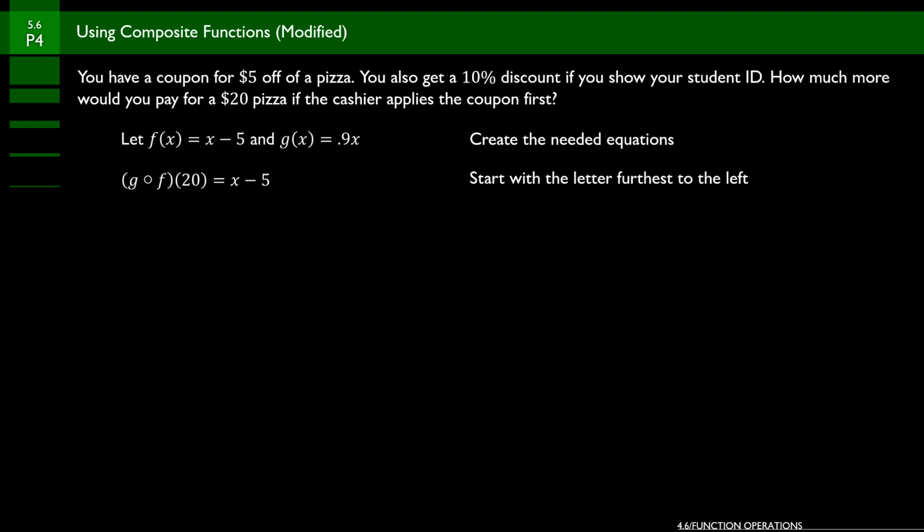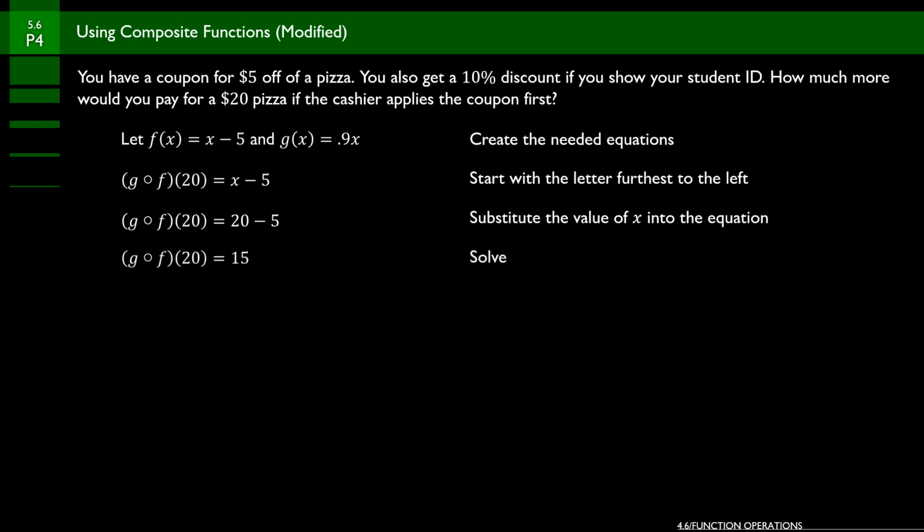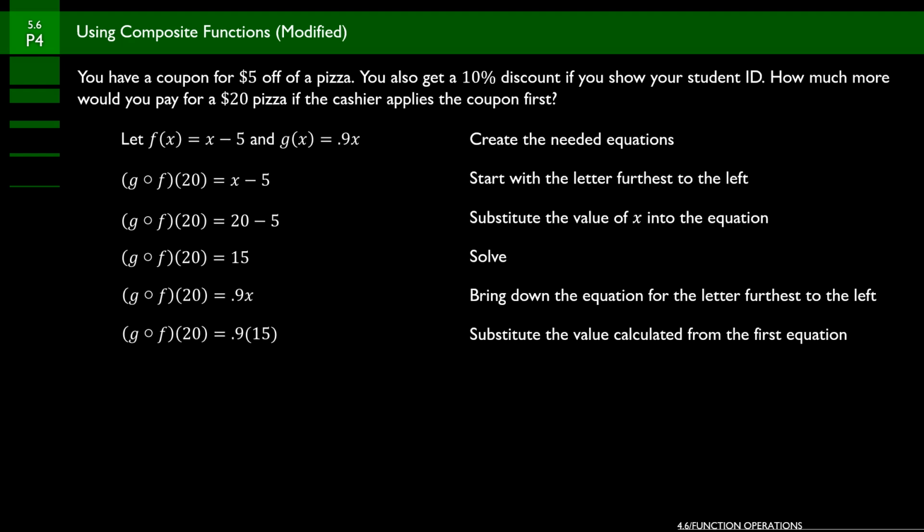So if we do g of f of x, then we're going to do g of f of 20, because the original cost of the pizza is $20. So we're going to start with f of x. f of x was x minus 5. So g of f of 20 equals x minus 5. Then we plug in 20 for x. 20 minus 5 is 15. And now, since we've figured out what f of 20 is, we're going to figure out what g of 15 is. So g of x was 0.9x, and we're going to substitute 15 in for x. So we get 0.9 times 15, which is 13.50.